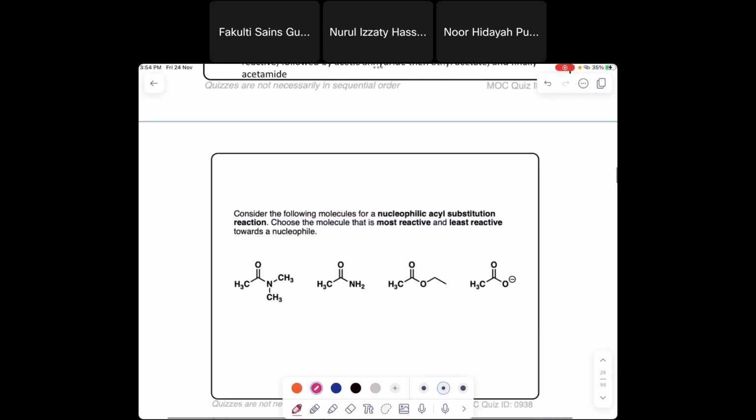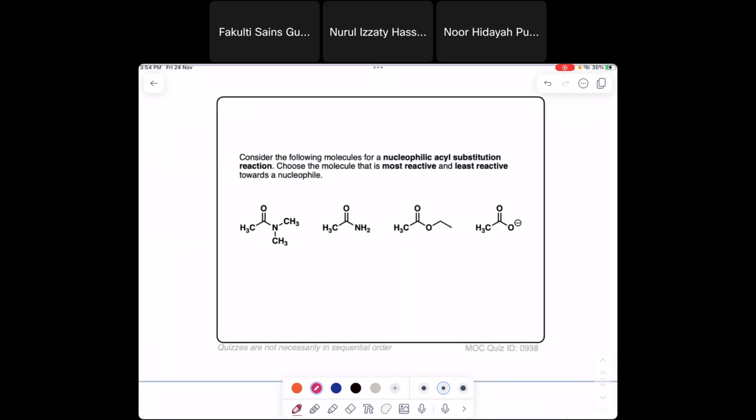Okay. So kalau kita consider pula this reaction, okay, consider this one. This one is what? Secondary imide. Yang ni imide lah. And then you have your ester and this is carboxylate. So kita kena choose which is the most reactive and least reactive towards the nucleophile. Okay. Tak payah rank sekarang ni. Cari je mana the most reactive and the least reactive.